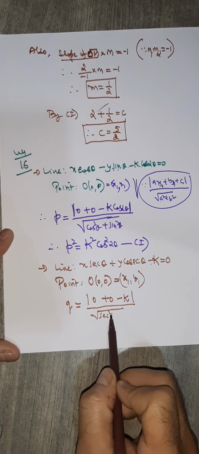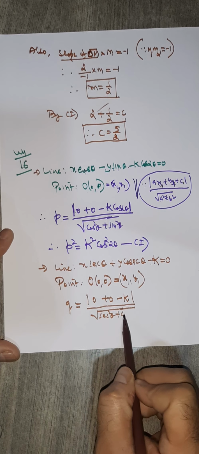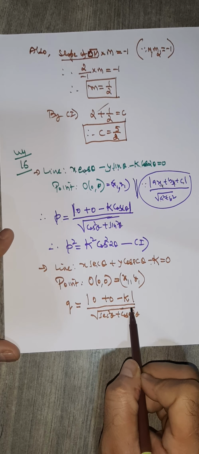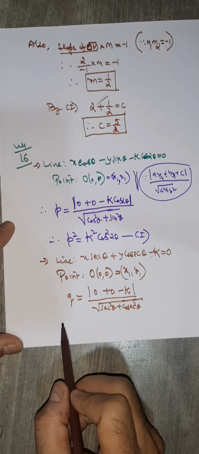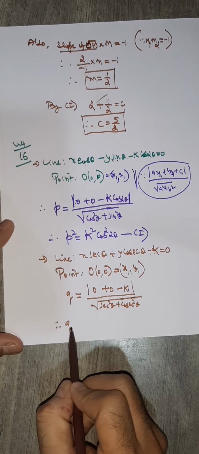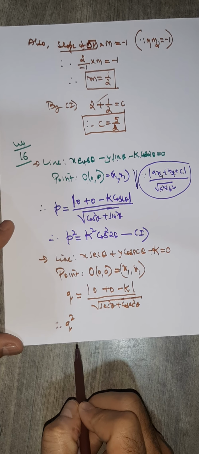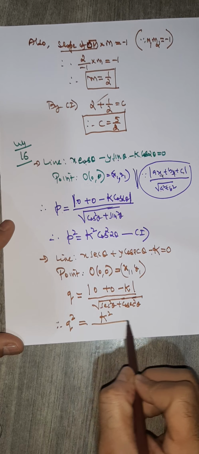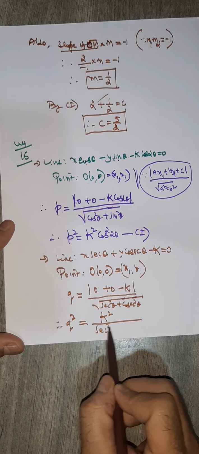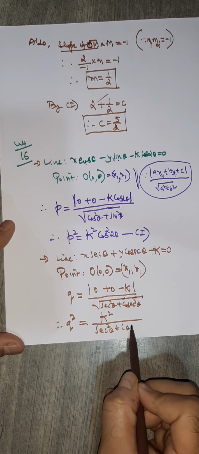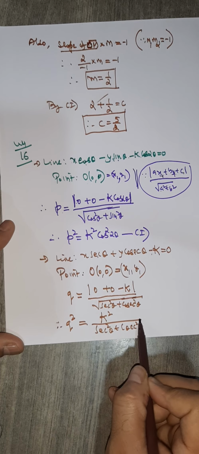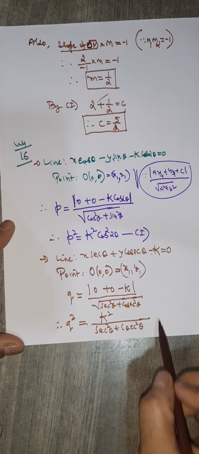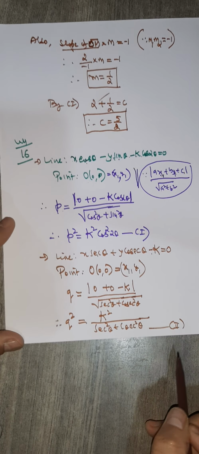So what will we get here? Sec square theta plus cosec square theta. Fine. I need q square, so I'll square both sides. So q square equals, this will be free from the modulus, k square upon sec square theta plus cosec square theta. Fine. So I'll call this 2 here.